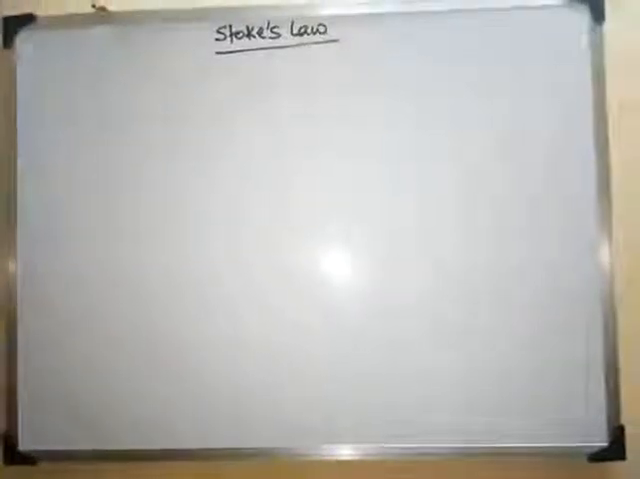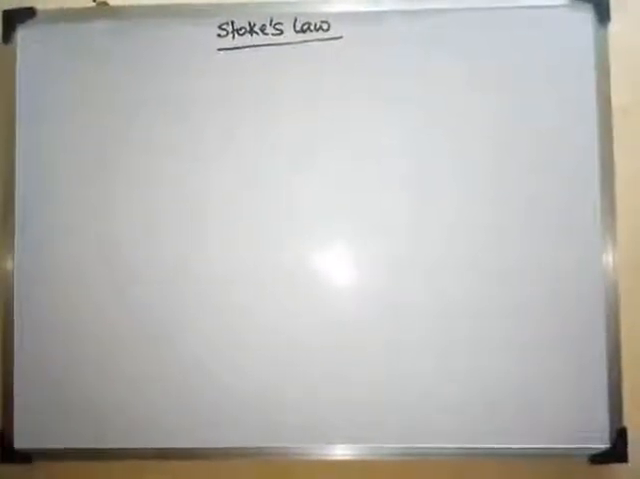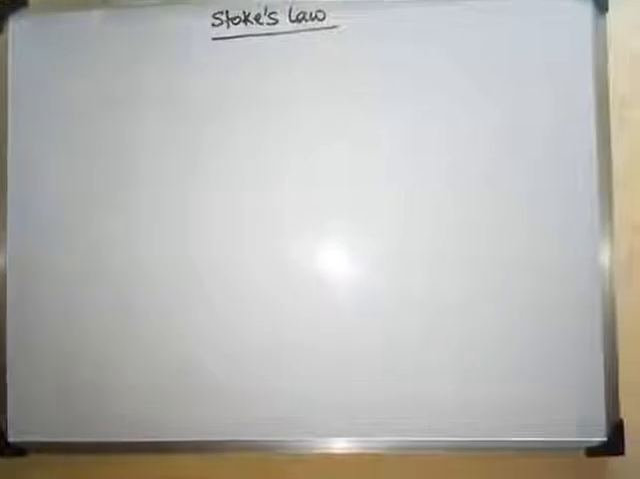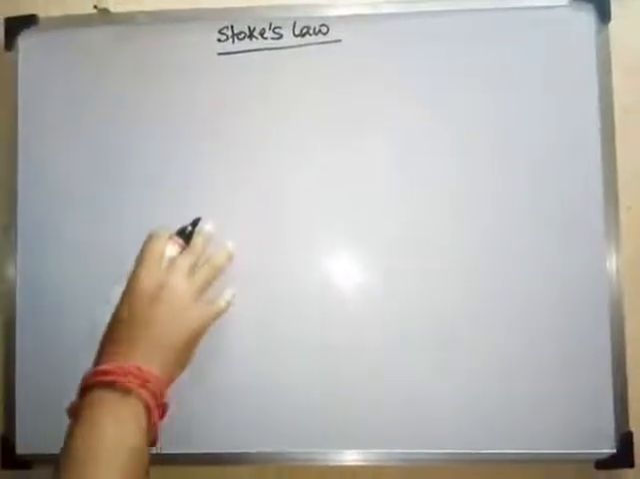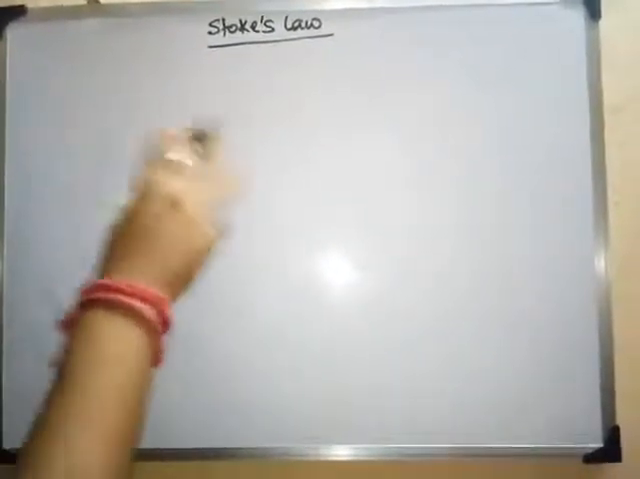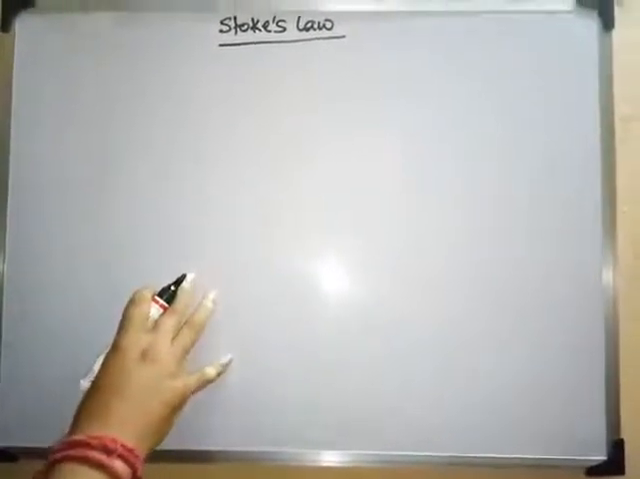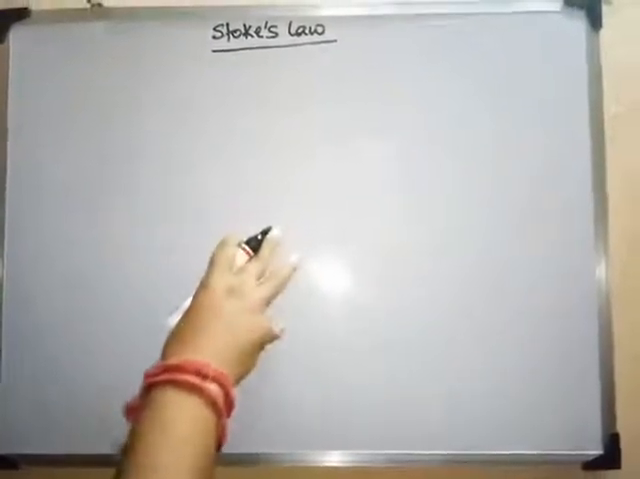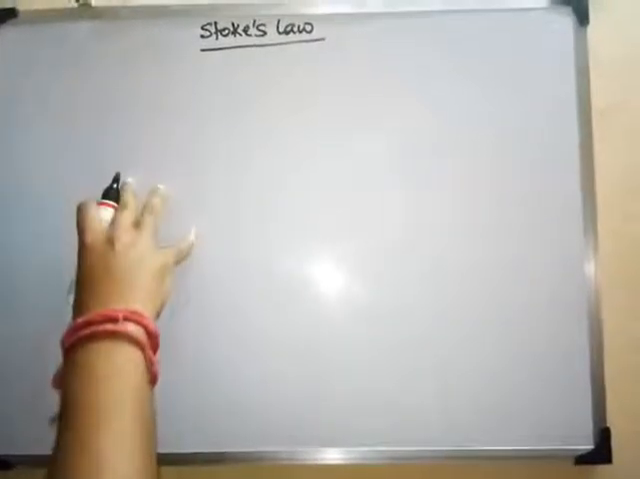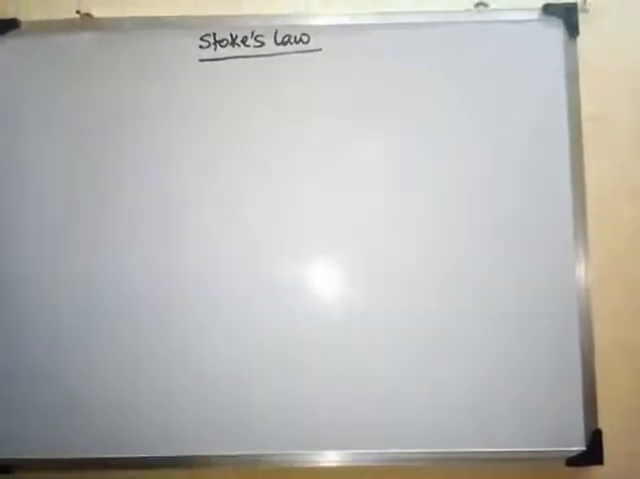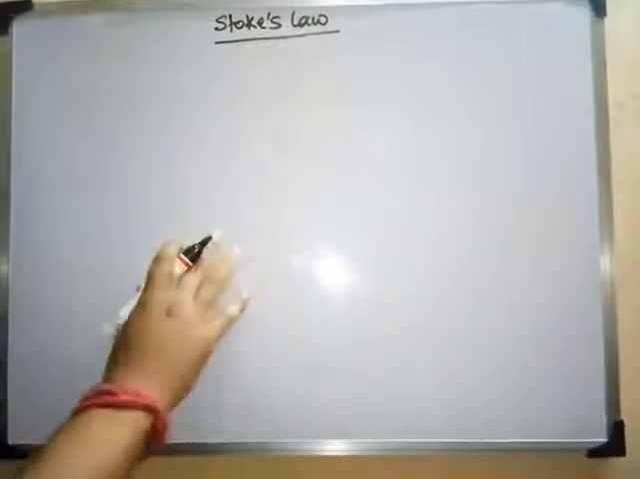In this class, we are going to discuss Stokes Law first. Stokes Law basically tells us about the relation between line integral and surface integral. That means whenever we face any kind of problem in EM theory where we require the conversion of line integral to surface integral, we'll use this Stokes Law.